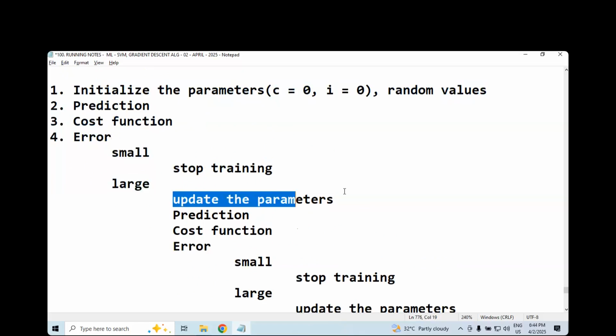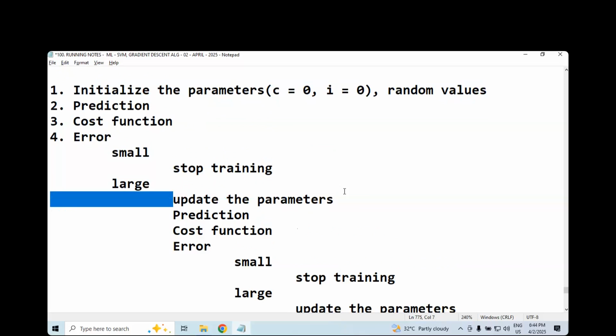Then update the parameter, meaning let us train with another image. Still more error. Train with another image. More error. Train with another image. Then the process keeps on happening. My accuracy levels are increasing, then the error will be reducing. That's what you need to understand, right?